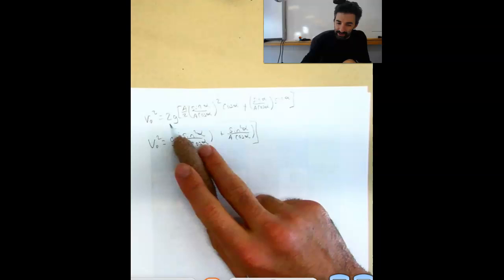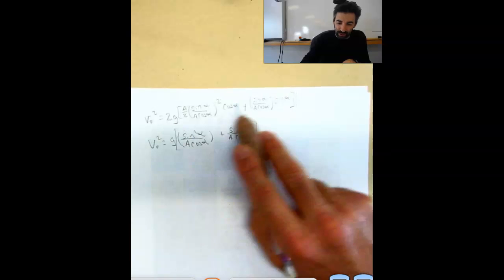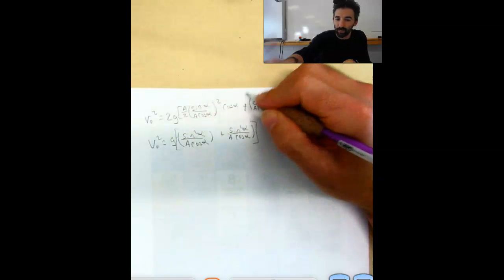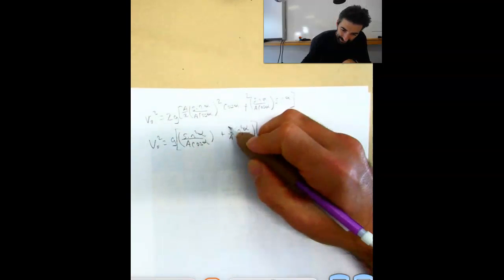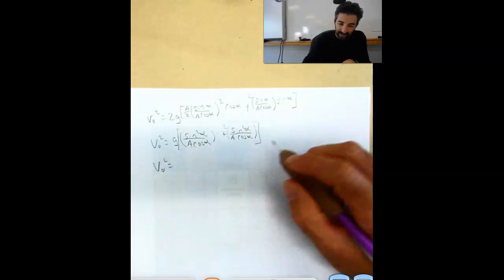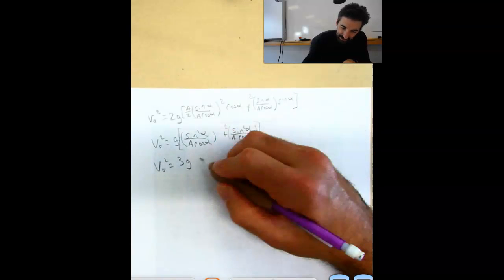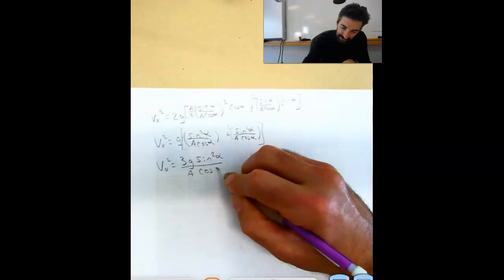Oh, I canceled that 2 incorrectly. That 2 cancels there. That 2 should have distributed to there. So I should have had a 2. When I canceled that to that, I need to distribute that. So I would have had a 2 out here. Carry that 2. So now this is v naught squared equals, there's a g, there's a 2g, so I'm going to have a 3g a sine squared alpha divided by a cosine alpha.